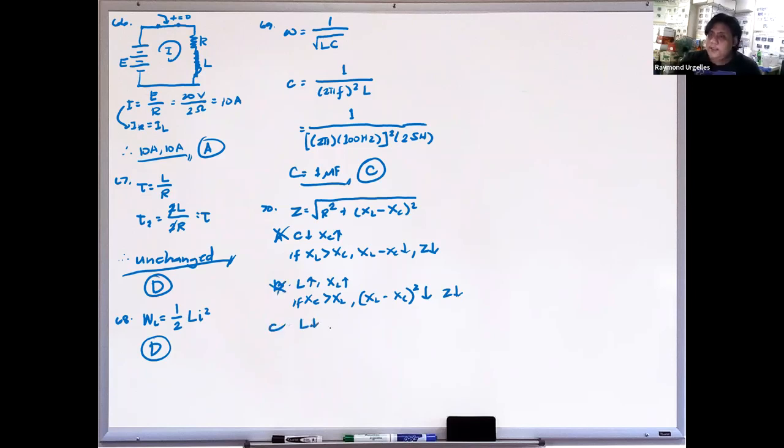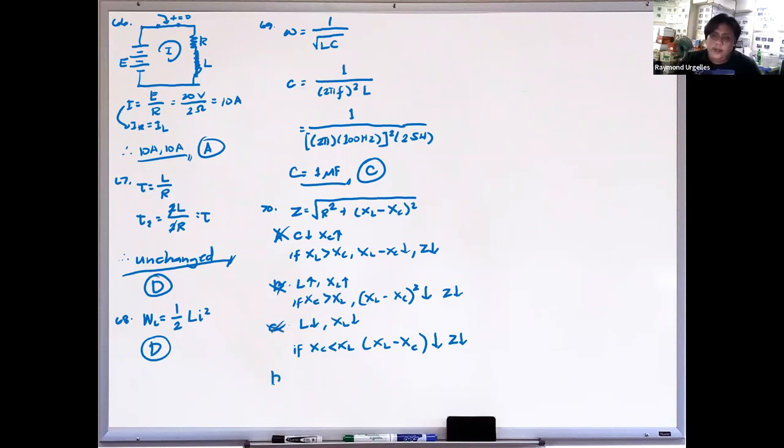So letter C naman, inductance decreases. So then the inductive reactance decreases. So if X sub C is less than X sub L, then X sub L decreases. So ibig sabihin, X sub L minus X sub C, again, this decreases in the positive direction. So kaya ibig sabihin, this becomes lower, so then this becomes lower as well. Kaya sagot natin dito, diba?